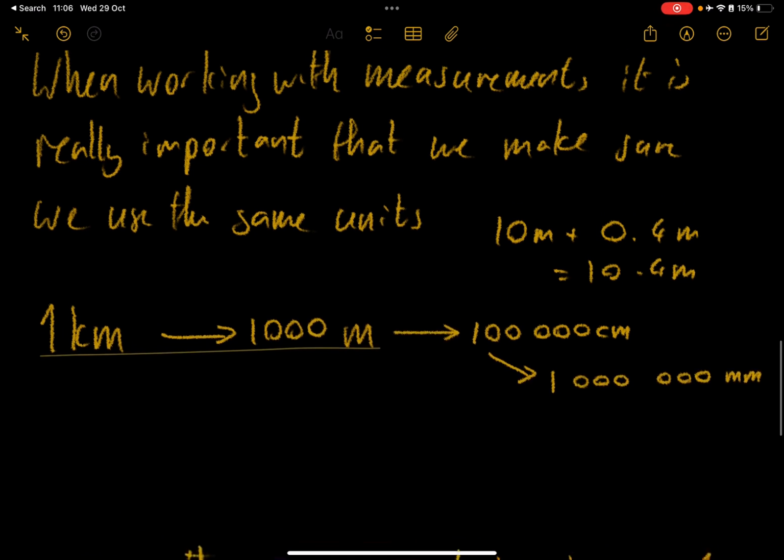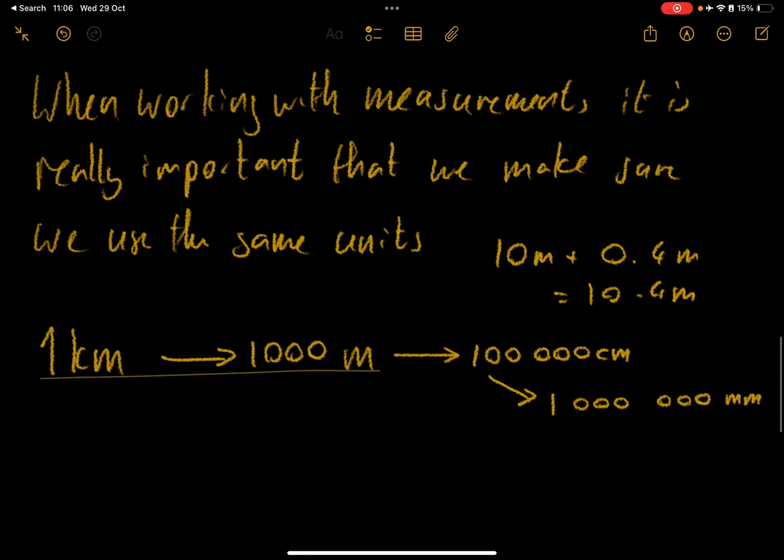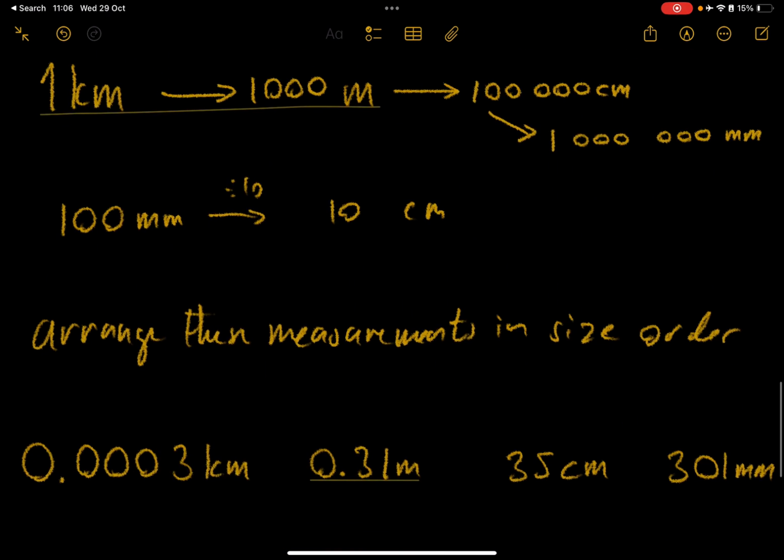Okay? So basically, this is how you do the conversion. If you want to convert, for example, let's say 100 millimeters into centimeters, you just divide by 10. Because that is just 10 centimeters. Okay. Again, more guidance in the textbook. This is just me introducing you to the ways of thinking about these.